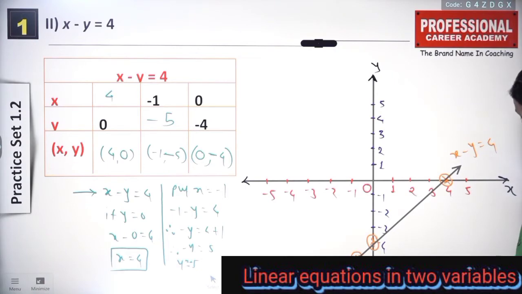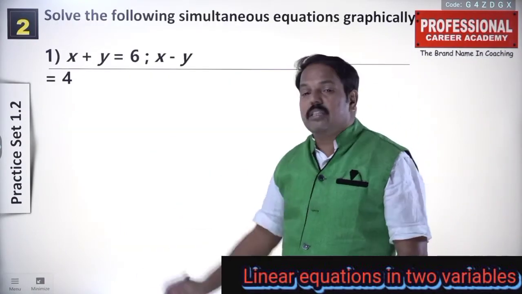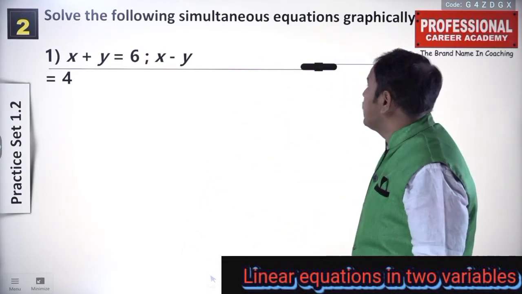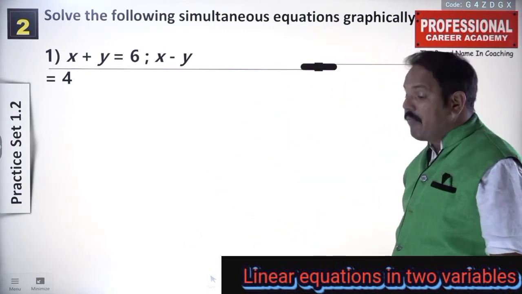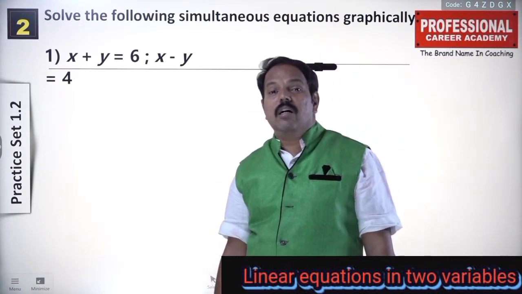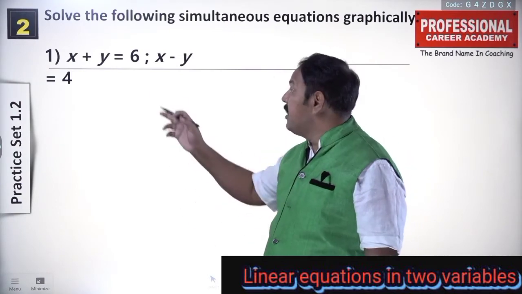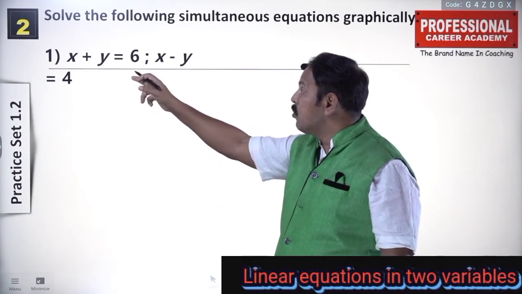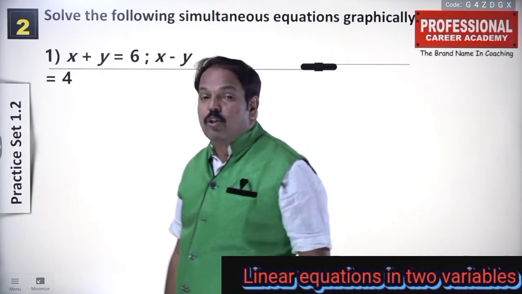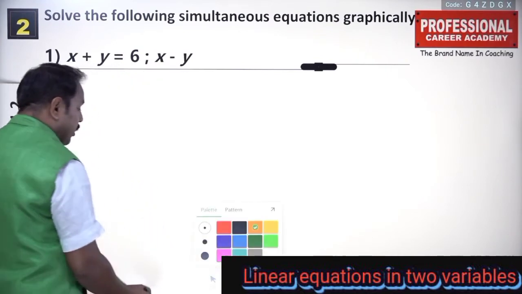Okay, let us see here. Look at this. This is the second question from your practice set 1.2. What is the question? Solve the following simultaneous equations graphically. And what are the simultaneous equations? They are given: x plus y is equal to 6 and x minus y is equal to 4. So here two equations are given. Very simple.